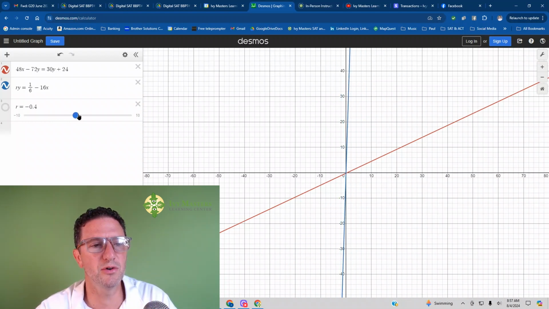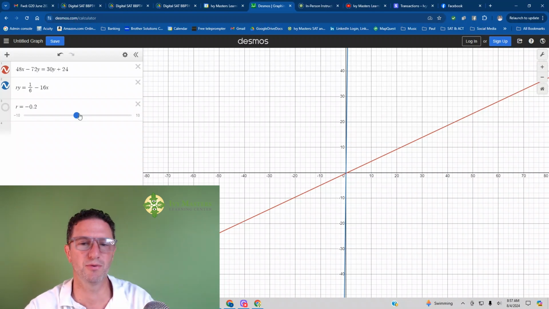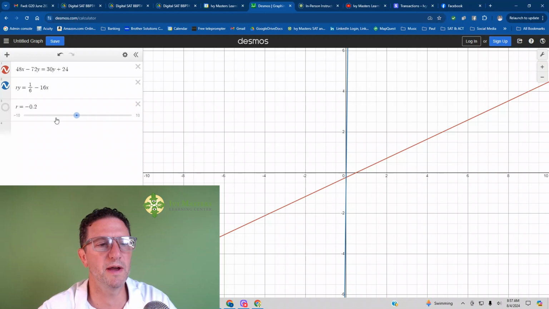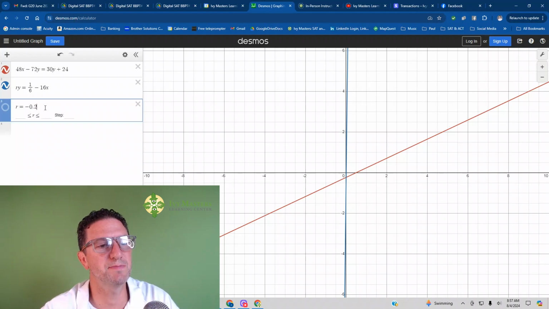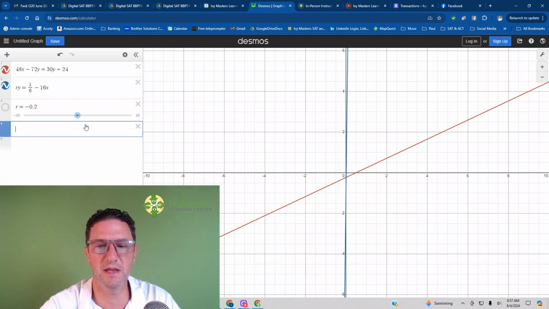But remember, no solution is when the lines are parallel. Remember, the solution's an intersection point. So what am I going to do here? I've got to expand my slider until they do wind up. I'm going to make it negative 40, and then I'm going to make it 40. If you don't expand it enough, then just expand it some more.